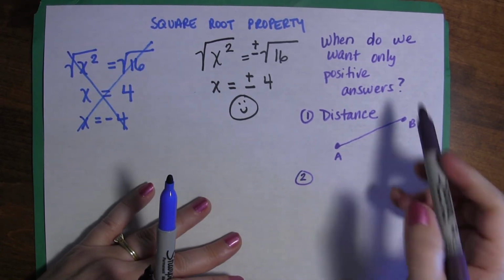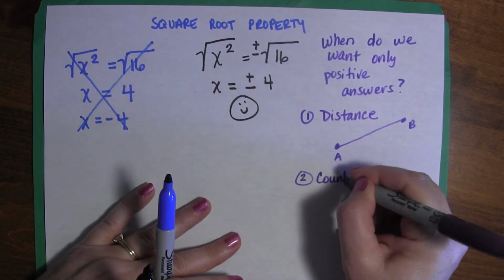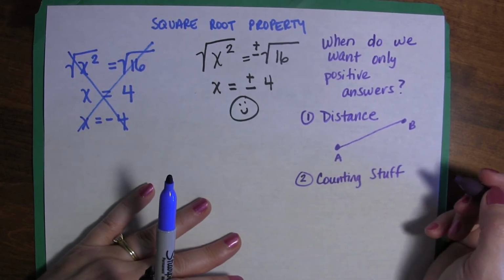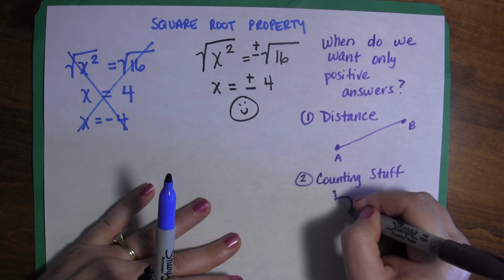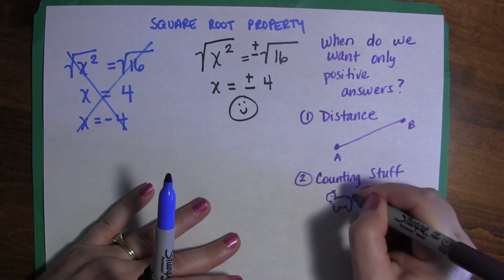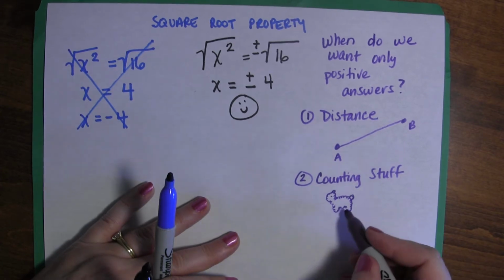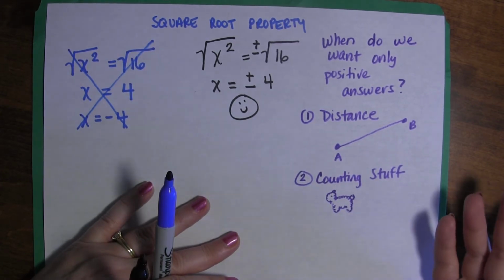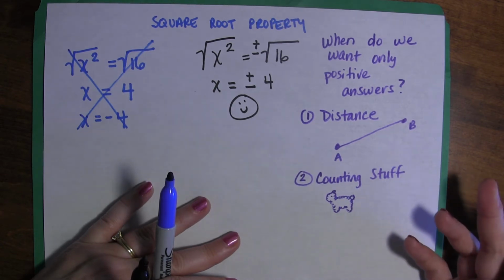Another time that you are limited to positive answers is if you are counting stuff, like just regular, ordinary, run-of-the-mill nouns. So like here, pretend you're doing a word problem, and you are counting the sheep on a farmer's field, right? You cannot have negative sheep. You cannot have -4 sheep. You could have 0 sheep, but that's pretty much as low as you can go, right?